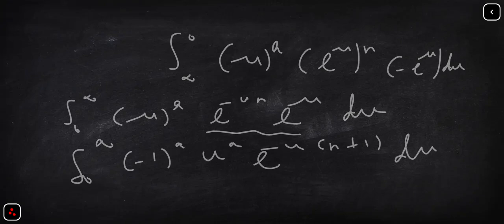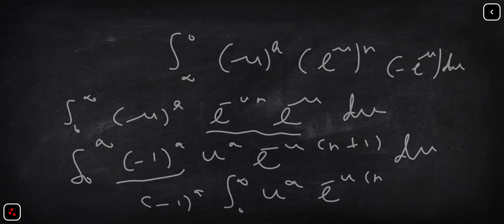Now don't forget, minus 1 raised to the power of a is a constant, so I'm going to bring that out. So I'm going to have minus 1 raised to the power of a multiplied by the integral from 0 to infinity of u raised to the power of a, e raised to the power of minus u into bracket n plus 1, du. All right, this is now nice. We have this integral right here.